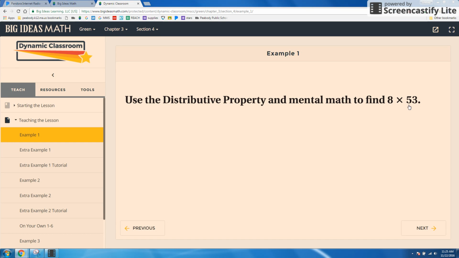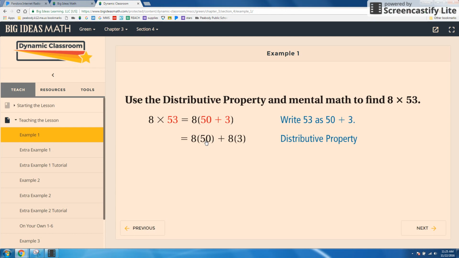So if you remember correctly, you're going to break up that 53 and the single digit number goes on the outside. So 8 times 53 is the same as 8 times 50 plus 3. Again, you break it down by place value. Hopefully you remember the next step. You would multiply that outside number by everything on the inside. So 8 times 50 and then 8 times 3.